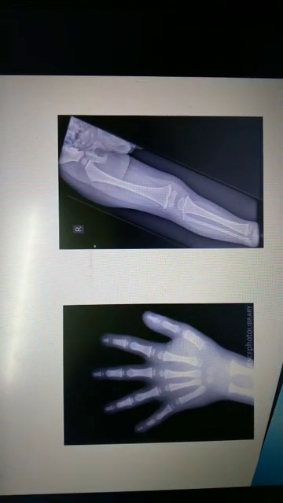And this is the plain X-ray of the lower limb and the hand showing that long bones have two growing points, and short bones have one growing point. For example, the femur bone, and for example, the metacarpals.